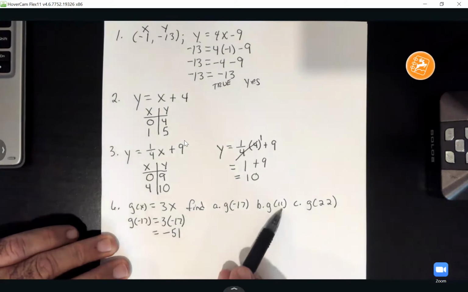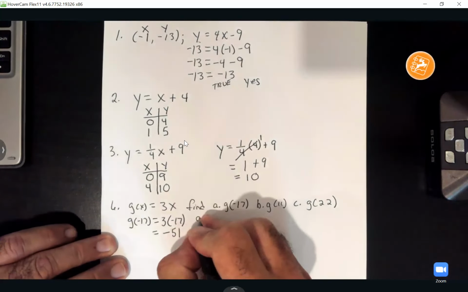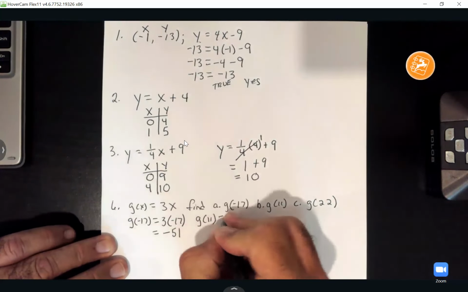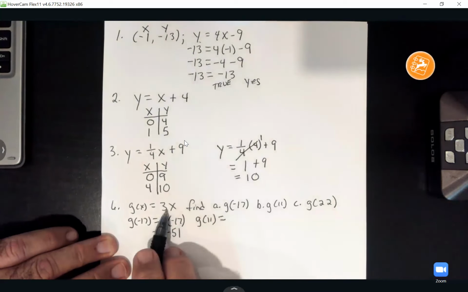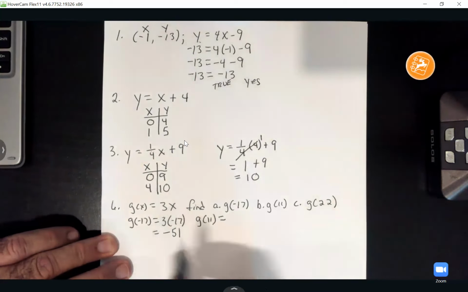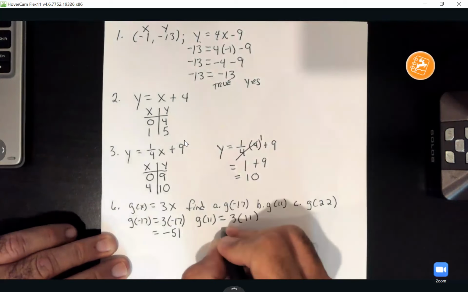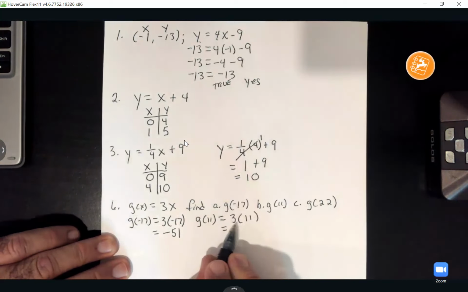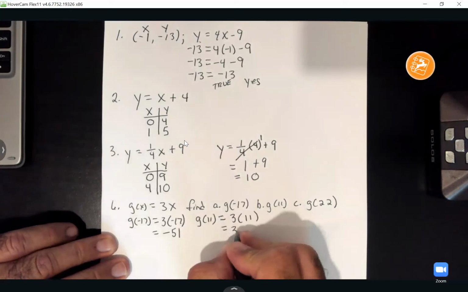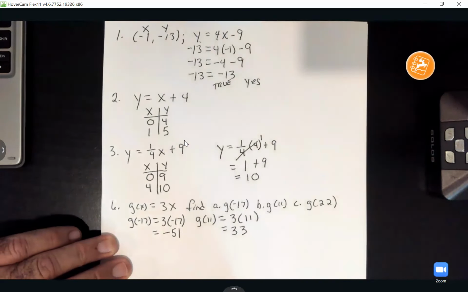So next we're finding g of 11. Well, g of 11 wants me to take the 3x and put 11 in for that x. So I'm going to have 3 times 11. And y'all, 3 times 11 gives us 33.